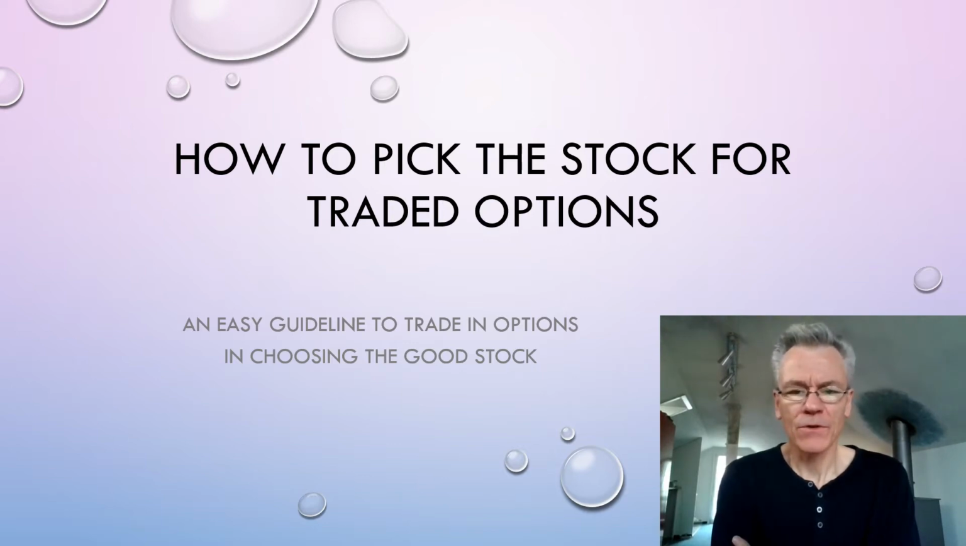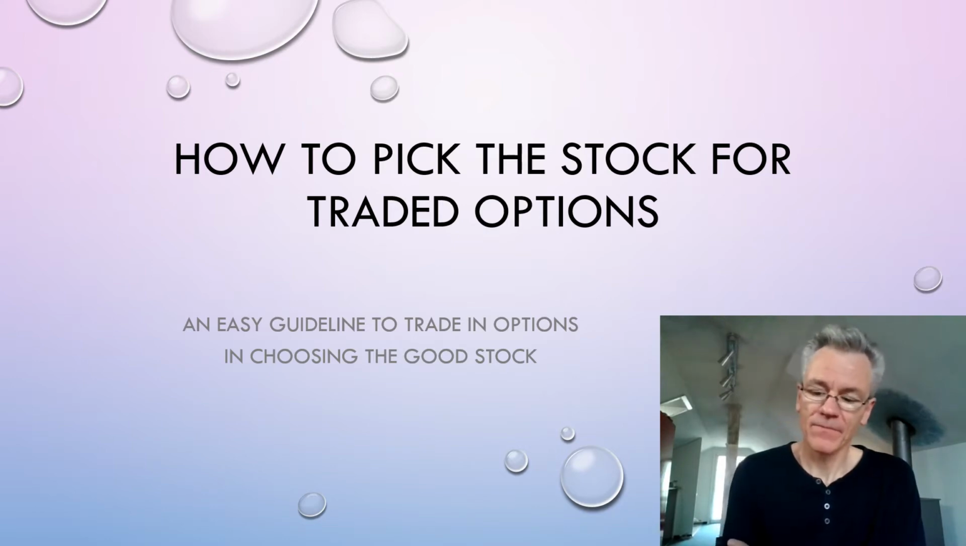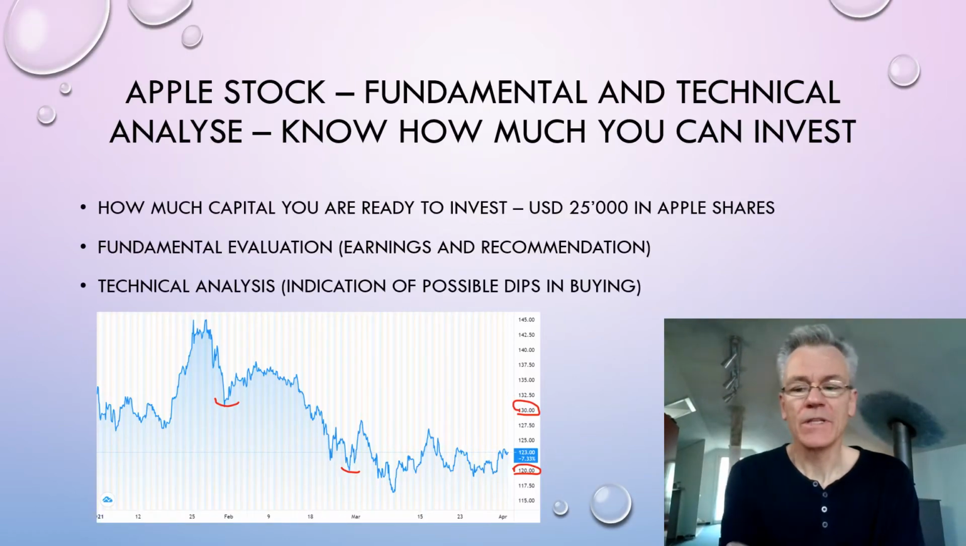I always get the question: what stock should we pick for trading options? Well, here's an easy guideline that shows you a little bit how to choose a good stock, and after that how to get the right option for it. In this example, I took the Apple stock because I like it fundamentally and technically it's a good thing, so we can really go into it.